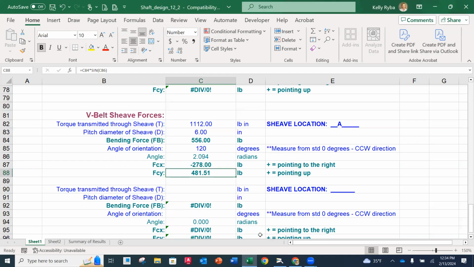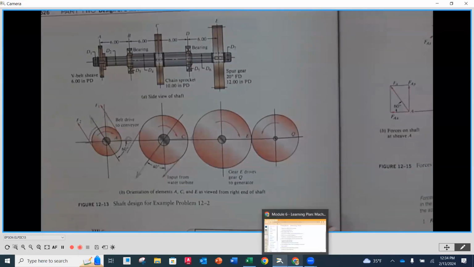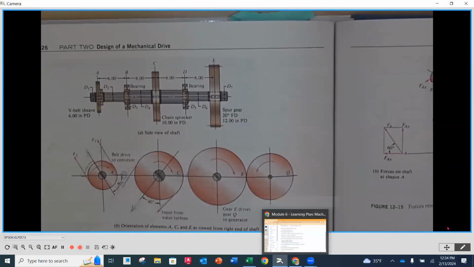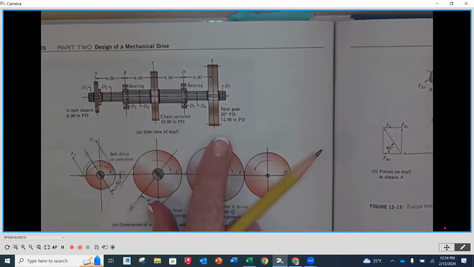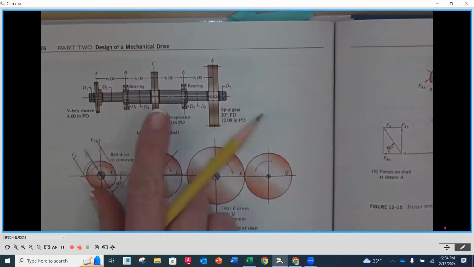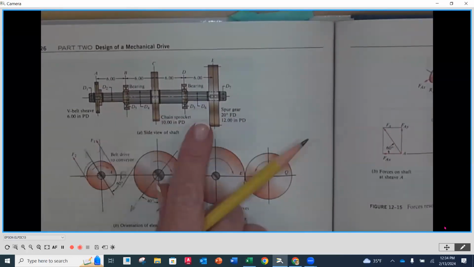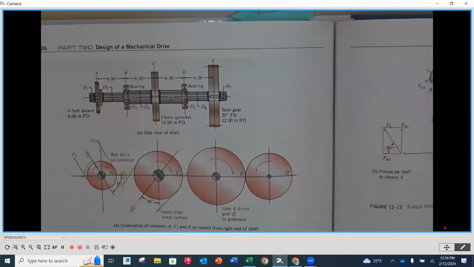All right. Now, those are the 3 elements that are on our shaft. We did the forces for the V-belt, sprocket, and the gear. Okay, we don't need to do any forces right now. We'll get these for the bearings. Those are going to be reactions of the supports that MD Solids is going to help us with. Okay, so questions so far?